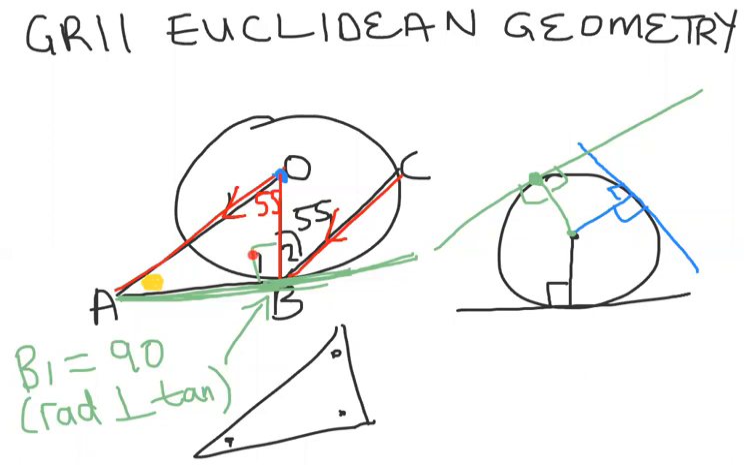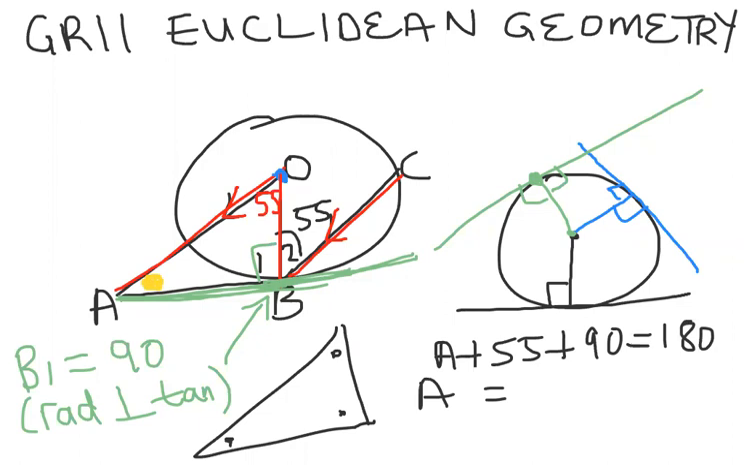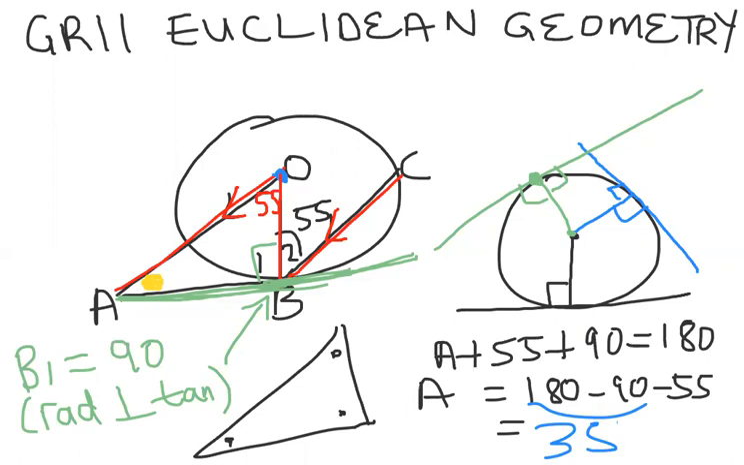Now it's very easy. We have this 55 degrees. We have this 90. We're looking for A, and now it's just basic maths where we say A plus 55 plus 90 equals 180. Then A equals 180 minus 90 minus 55. I'm just taking everything to the other side. So 180 minus 90 is 90. 90 minus 55, what's that? 35. Just check, yes. So that means this angle here equals 35 degrees.